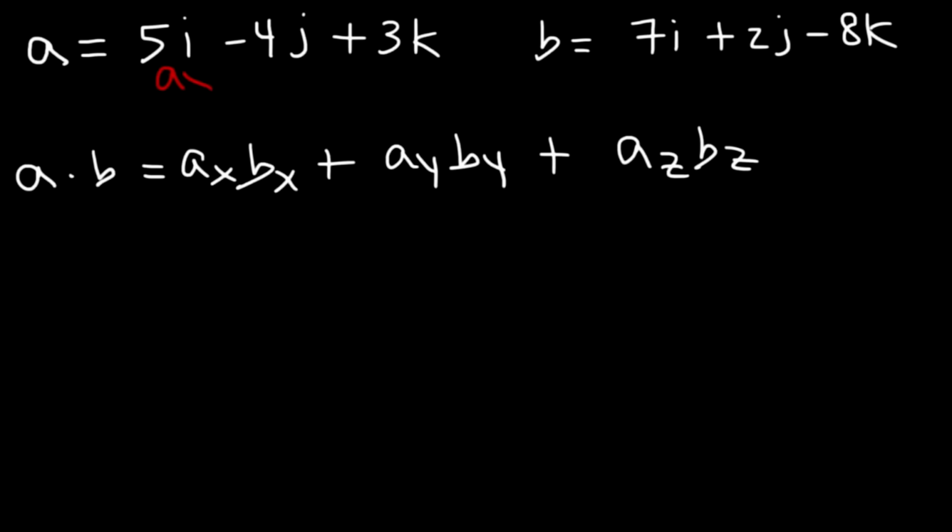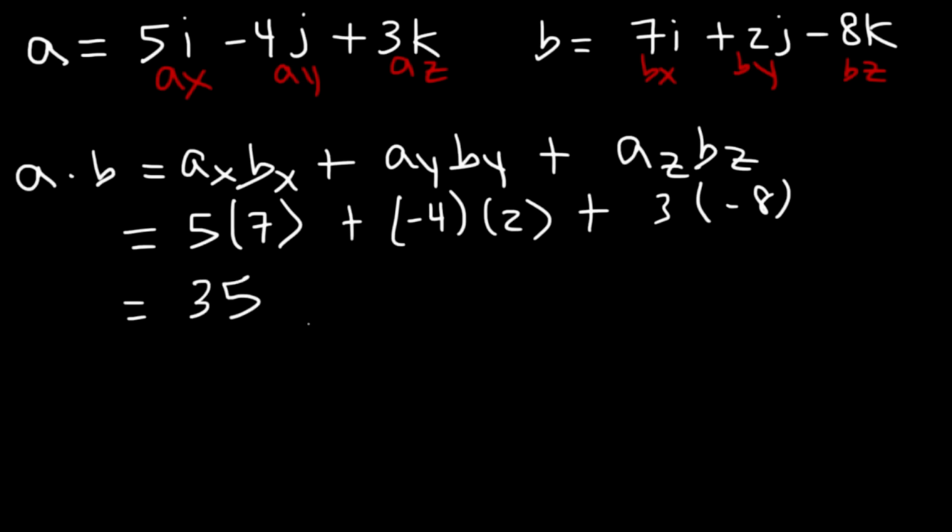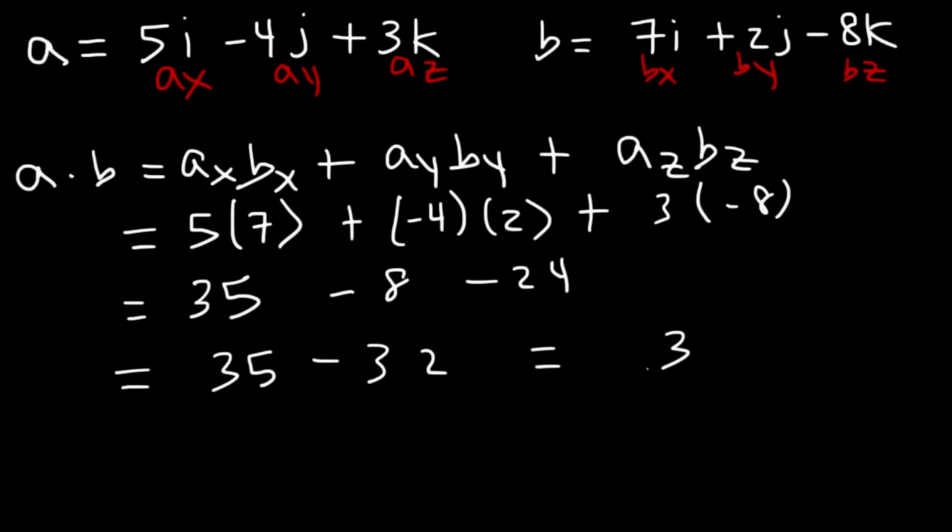So ax is 5, and then this is ay, and this is az. And here we have bx, by, bz. So ax is 5, bx is 7, ay is negative 4, by is 2, az is 3, bz is negative 8. So now we just got to do the math. 5 times 7 is 35. Negative 4 times 2 is negative 8. 3 times negative 8, that's negative 24. Negative 8 minus 24 is negative 32. So this is equal to 3.